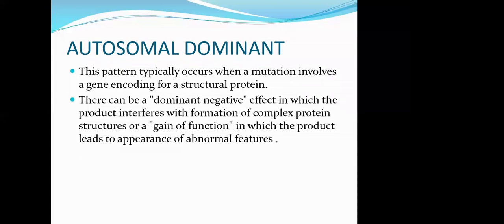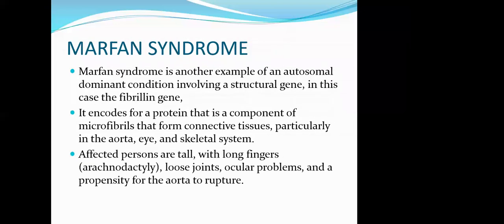This is as opposed to an autosomal dominant, for example, Marfan's. So Marfan's is an example of an autosomal dominant condition involving a structural gene referred to as fibrillin gene. This fibrillin gene encodes for fibrillin proteins. And these proteins are a component of microfibrils that form connective tissues. So in connective tissues, as you are going to read, I'm sure you do histology and anatomy, microfibrils are part of connective tissues.